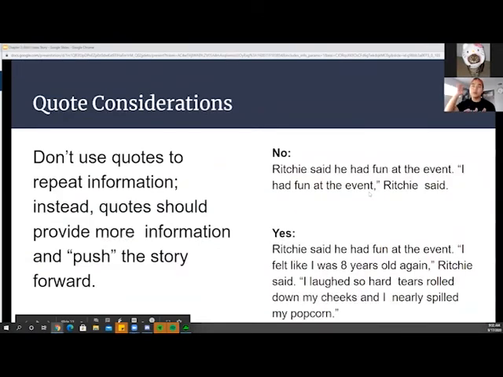All right, so when we're using quotes, don't use quotes to just repeat information. Instead, choose quotes that push the story further. So for example, you wouldn't say, Richie said he had fun at the event, and then your quote says, I had fun at the event, Richie said. That would be very boring. The goal of quotes is to add more information or push the story forward. If we said in our story, Richie said he had fun at the event, and then his quote was, I felt like I was 8 years old again. Richie said, I laughed so hard, tears rolled down my cheeks, and I nearly spilled my popcorn, right? So it's a little more interesting. It adds more depth to the story.